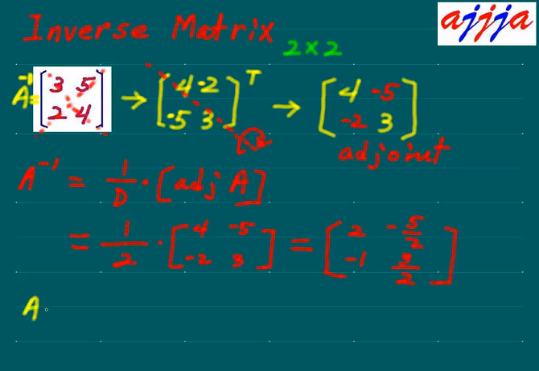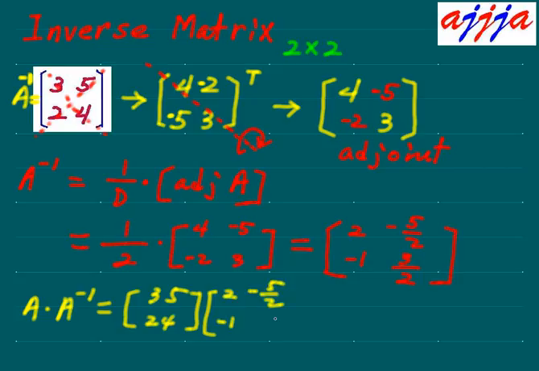That means matrix A times the inverse matrix should be the identity, which is 1. Matrix A, which is 3, 5, 2, 4, times the inverse right there: 2, negative 1, negative 5 over 2, 3 over 2. Then we should get the identity, which looks like 1, 0, 0, 1. You remember, right?